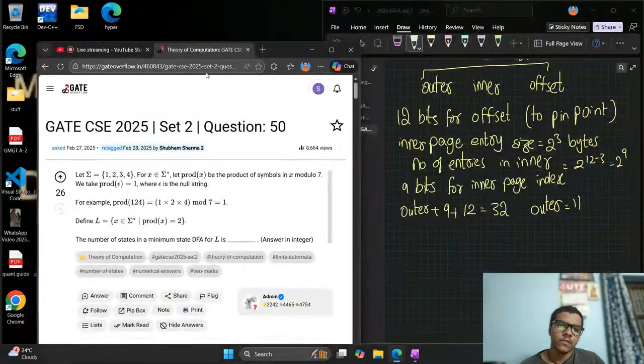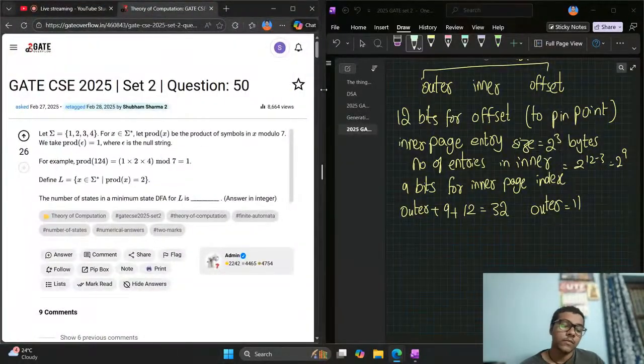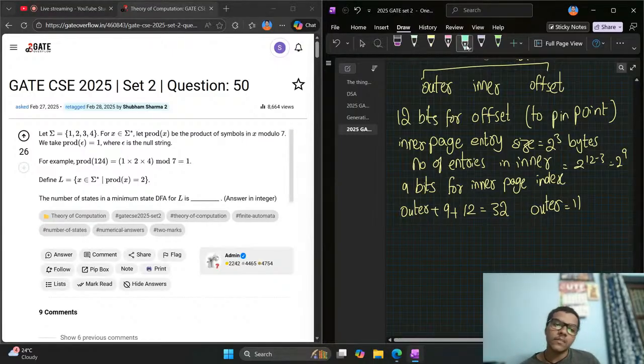How about this one? Product of symbols in X modulo 7. Theory of computation. Okay, we take product of epsilon as 1. For example, product of 1, 2, 4. Okay, that example is very much needed. Define L. The number of states in the minimum state DFA for L is... He's asking for the number of states in the DFA.